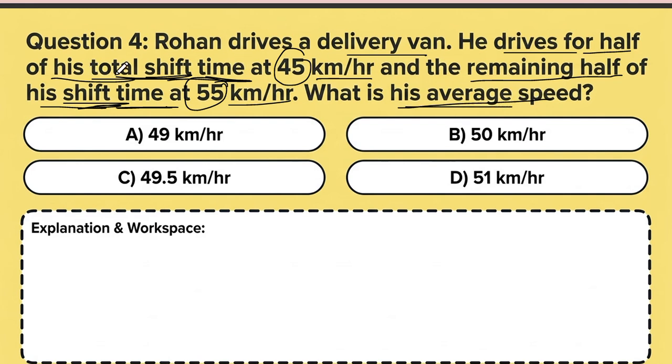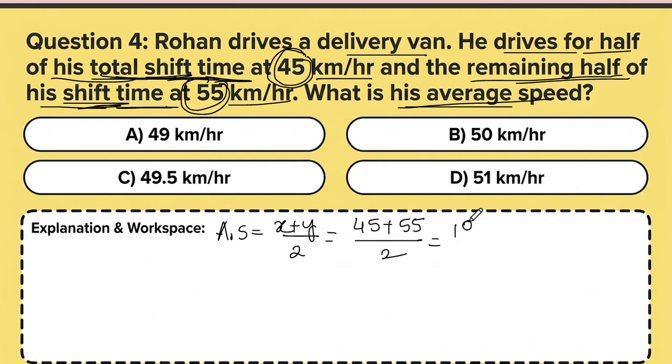So from the total time, the first half is at 45 km per hour, and the remaining half of the time at 55 km per hour. So time is the same here, so we'll use the direct mean formula. Average speed is equal to (x plus y) divided by 2. So x is 45 plus y is 55, divided by 2. So 45 plus 55, which is 100, divided by 2. So what is half of 100? 50. So the answer is 50 km per hour. Option number B. Look at the next question.